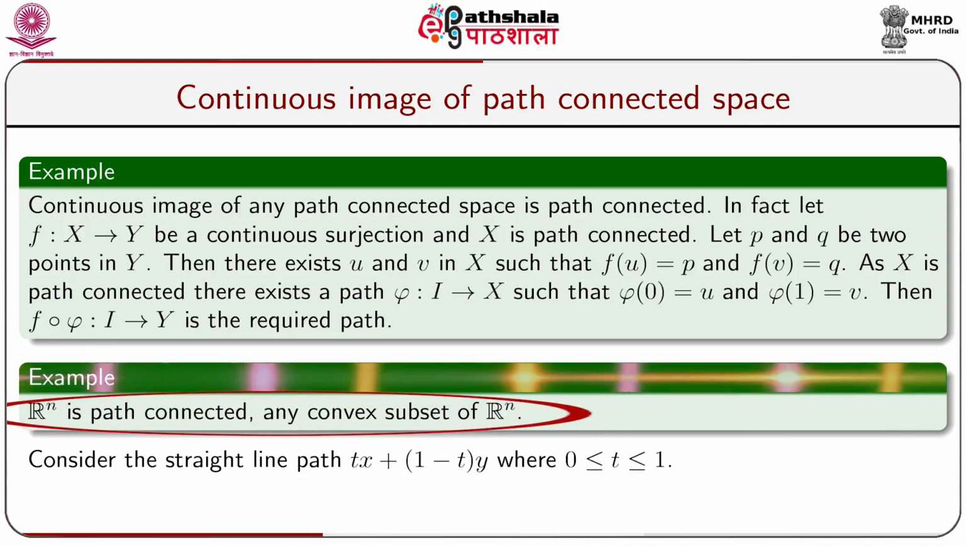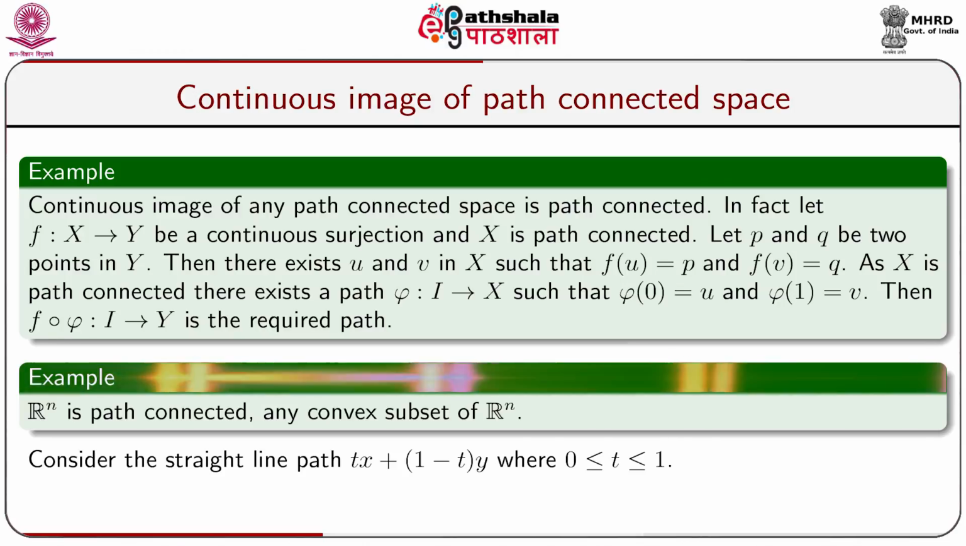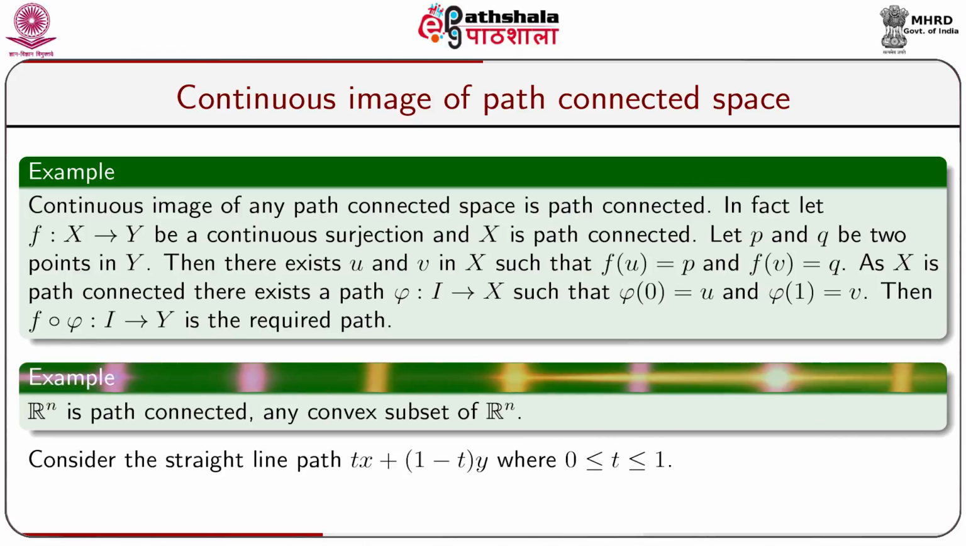Rn is a path connected space. In fact, any convex subset of Rn is path connected. To prove this, it is sufficient to show that we can get a path in any convex subset of Rn. For this, let x and y be 2 points of a convex subset of Rn.